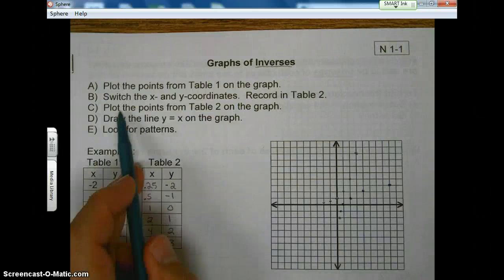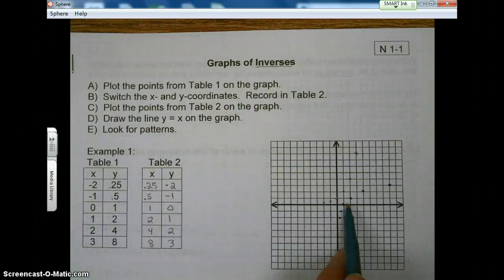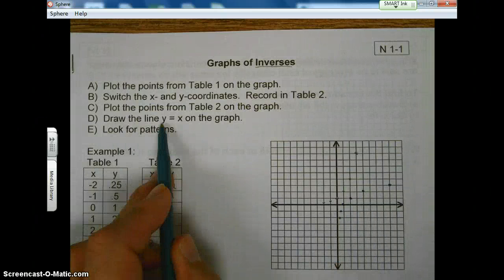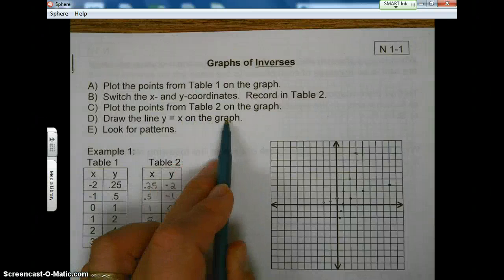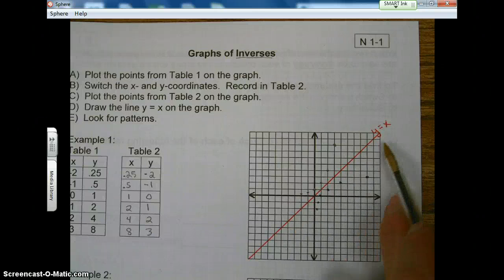Then it says plot the points from table 2. So we go ahead and plot those points. You may want to pause the video while you do that. Now it says draw the line y equals x on the graph. So here's the line y equals x. Remember that is the parent for the linear functions, y equals x.